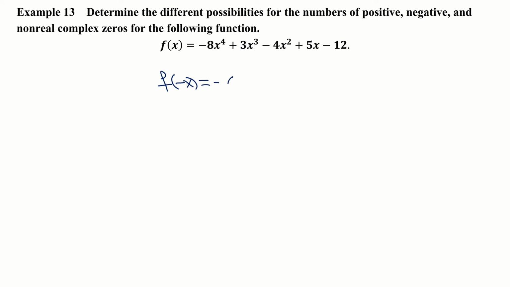So we get negative 8 times quantity negative x to the 4 plus 3 times quantity negative x cubed minus 4 times quantity negative x squared plus 5 times quantity negative x minus 12. In case you've missed it in my earlier videos, every time I say quantity, that means open parentheses, and as soon as I say an operation like to the 4 or something like that, that's when you close the parentheses.